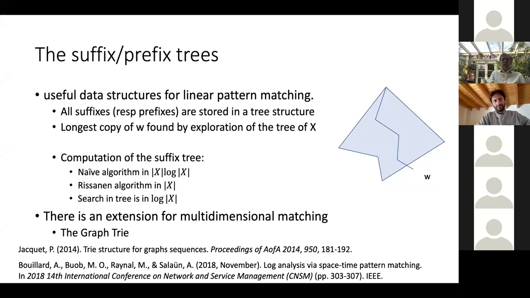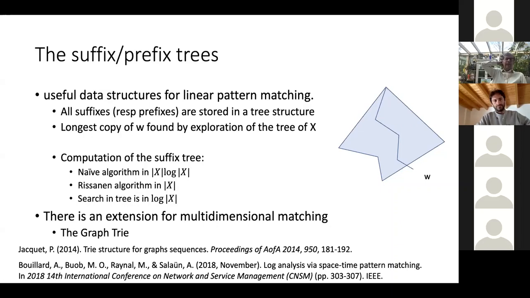The computation of the suffix tree is in X log X if you use a naive algorithm. It's basically to insert all consecutive suffixes. You have the Rissanen algorithm, which makes it linear. It's the equivalent of the Knuth-Morris-Pratt, but much more sophisticated. There are many pointers. And the search in the tree, as we see, is just a depth search. It is in log X.